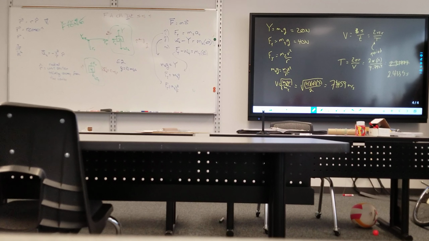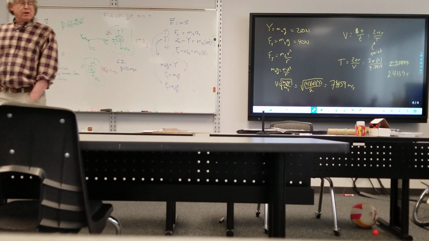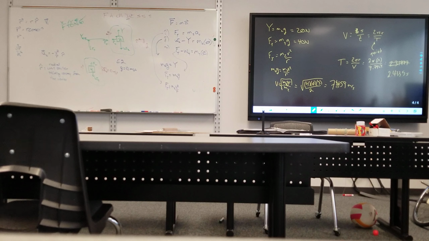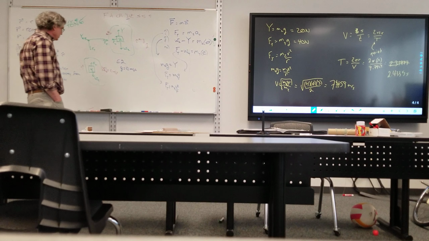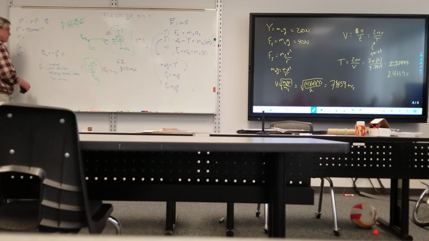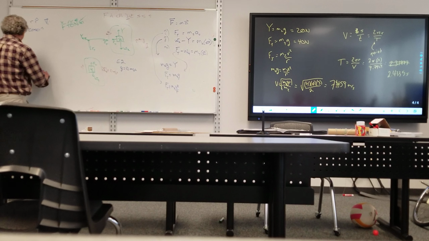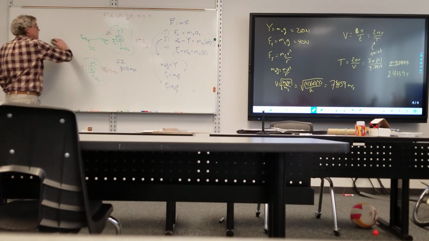Questions here? All right, so now variations on a theme. We're going to go with the object swinging in a circle again, except this time we're not going to have a table underneath it. Let's give ourselves some running room.